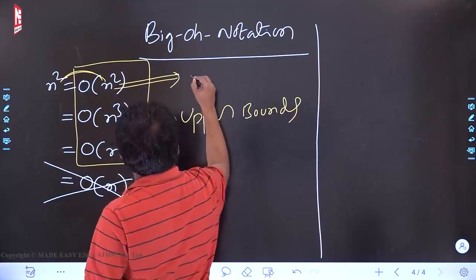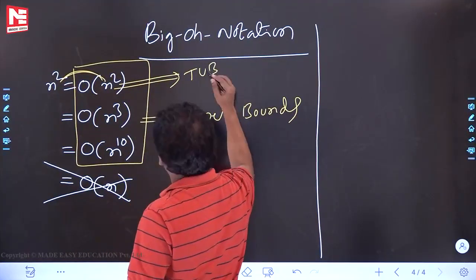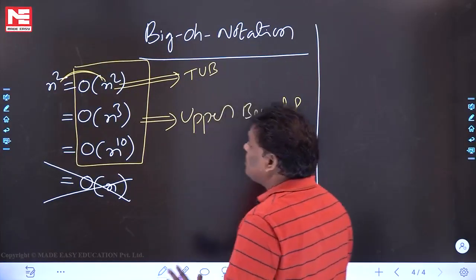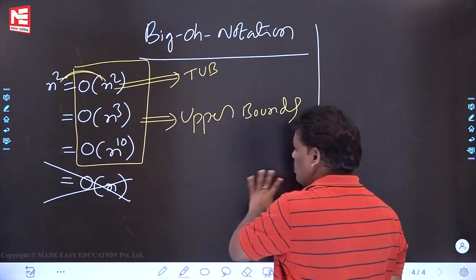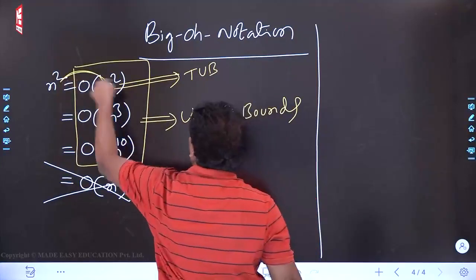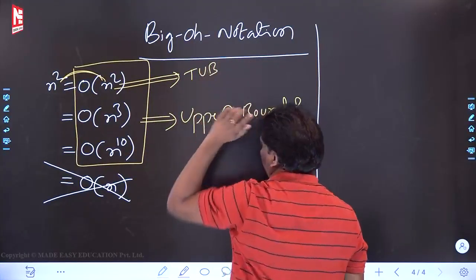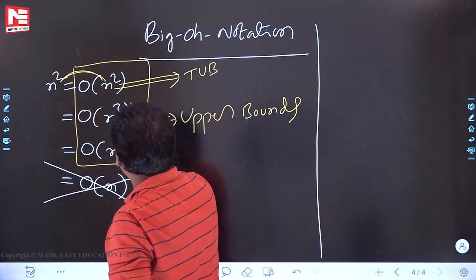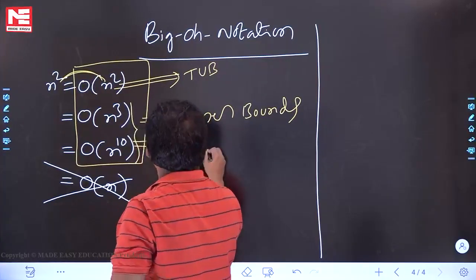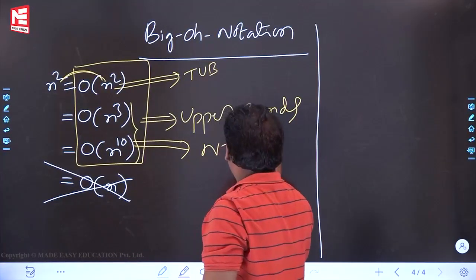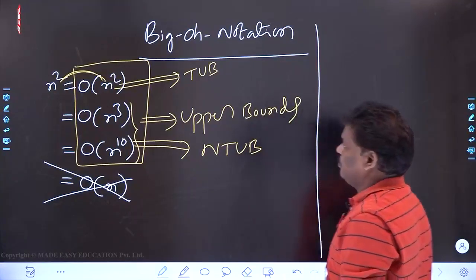This equal one is known as the tightest upper bound. Greater or equal, all are called upper bounds, that's okay. But equal ones are called the tightest upper bound. Next one: these are upper bounds but not tight. So these two are not the tightest upper bounds.